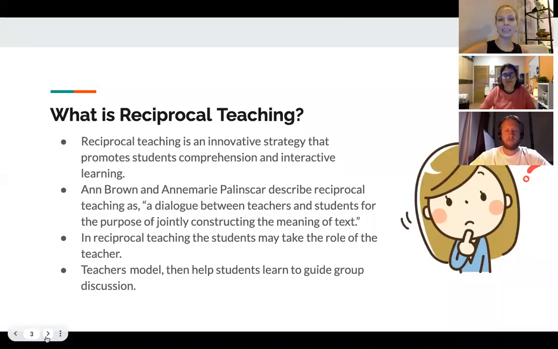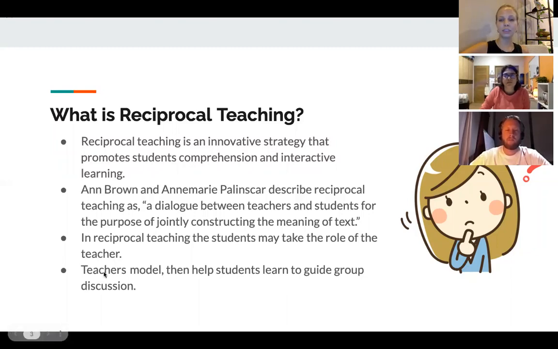Reciprocal teaching is an innovative strategy that promotes students' comprehension and interactive learning. This is a strategy that can be used for many different subjects and content areas. Anne Brown and Anne-Marie Palincsar described reciprocal teaching as a dialogue between teachers and students for the purpose of jointly constructing the meaning of text.